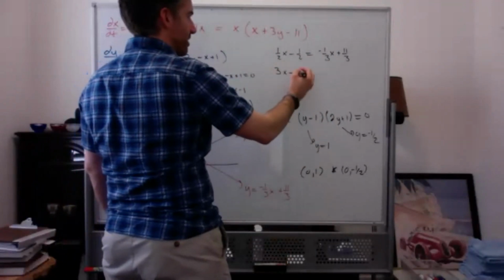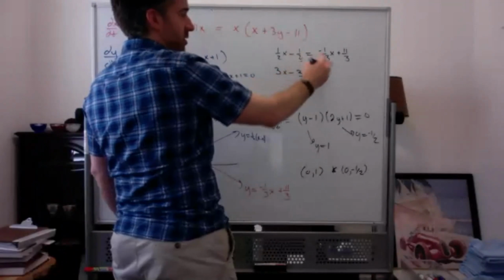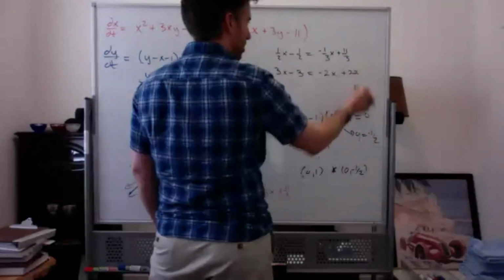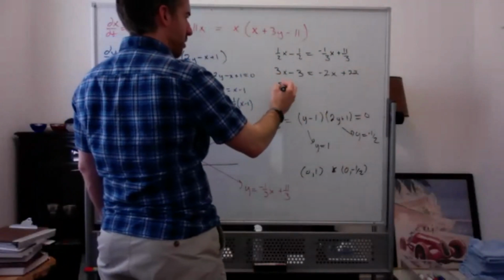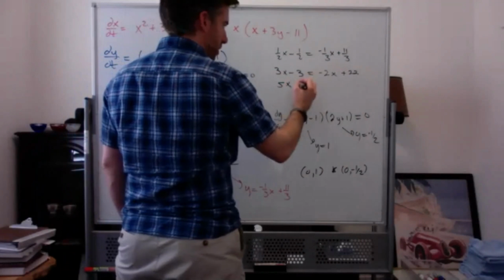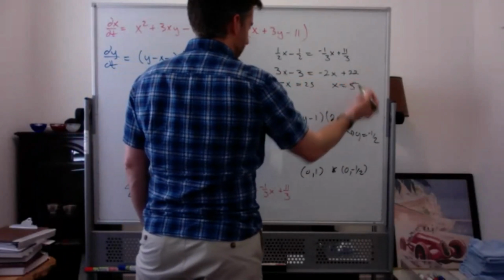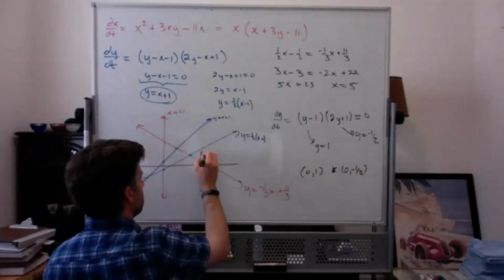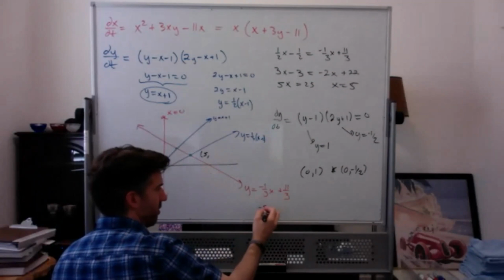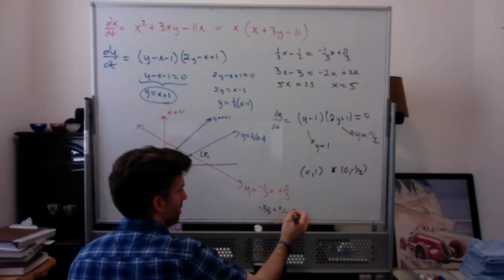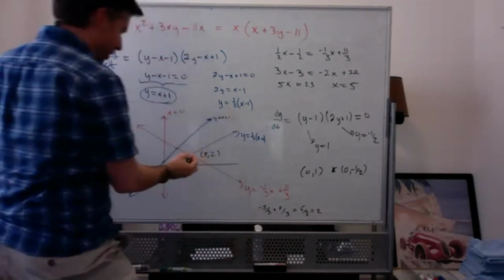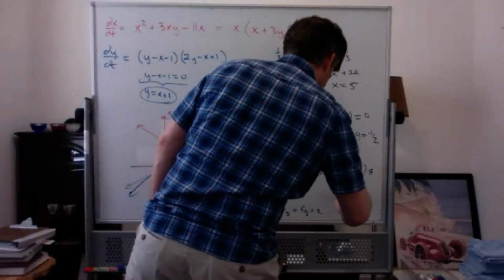Okay, 3x minus 3 equals 6 times negative 1/3 is negative 2x, and 6 times 11/3 is 2 times 11, which is 22. So then add x over here, right, 2x, you get 5x, add 3 over here, you get x equals 5. And if x is 5, y is going to be negative 5/3 plus 11/3, which is 6/3, which is 2. So that point there is (5, 2).